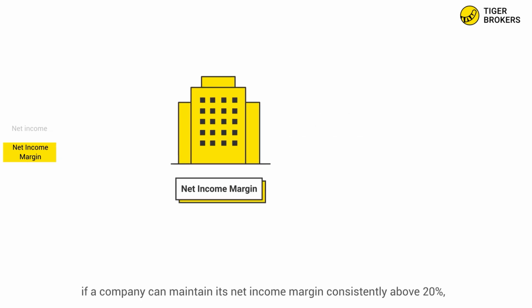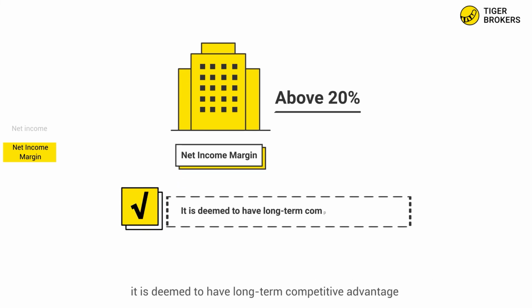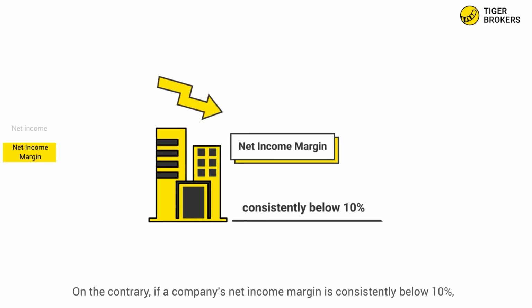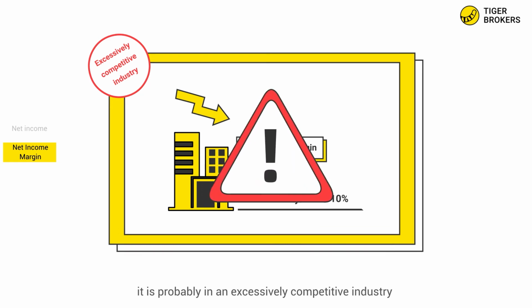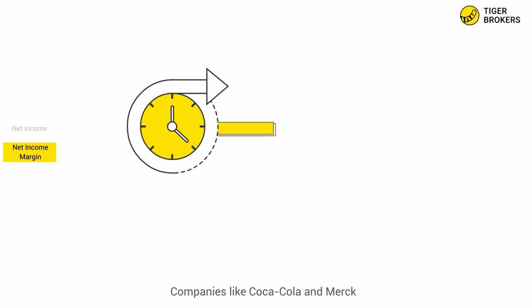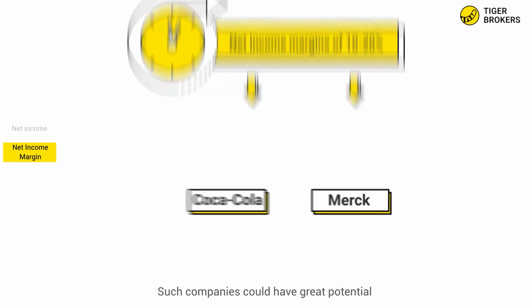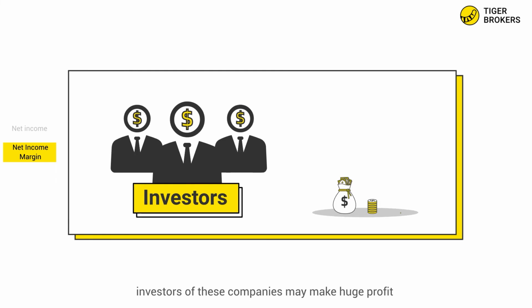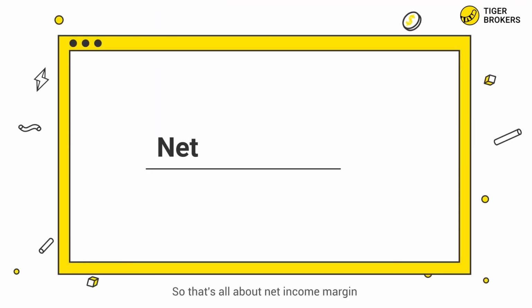Generally speaking, if a company can maintain its net income margin consistently above 20%, it is deemed to have long-term competitive advantage. On the contrary, if a company's net income margin is consistently below 10%, it is probably in an excessively competitive industry. Of course, there are exceptions. Companies like Coca-Cola and Merck have long-term net income margins of 10 to 20%. Such companies could have great potential. Once their operation improves, investors of these companies may make huge profit. Therefore, the growth and development of such companies deserve our attention. So that's all about net income margin.